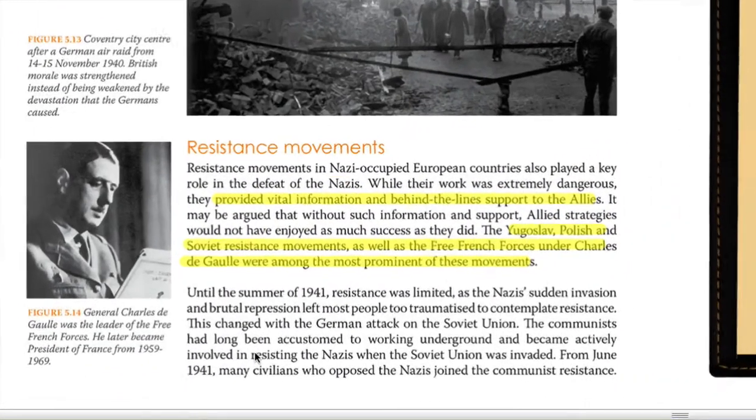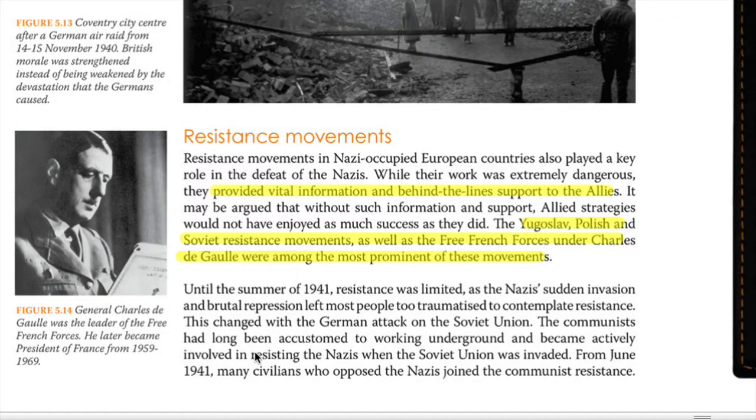So there were resistance movements in other countries as well. Now, resistance was provided by people who were not part of the army. That means these were citizens, civilians in the country. Okay, they're not soldiers. They provided important information and behind-the-line support to the Allies.